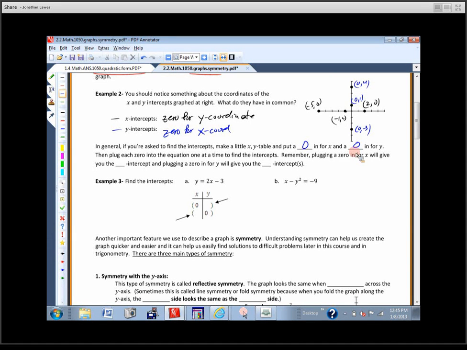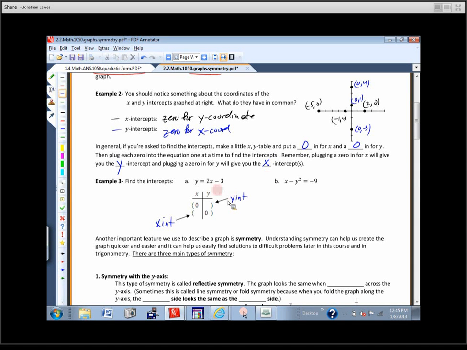Okay, now what you want to remember is this. It's a little bit counterintuitive. So if I plug in a 0 for x, here's my little XY table. If I plug in a 0 for x, which intercept am I trying to find? Y. The y-intercept. If I plug in a 0 for y, I'm actually finding the x-intercept. Okay? So remember, plug in a 0 for x, that'll give you the y-intercept. And if you plug in a 0 for y, that'll give you the x-intercept.